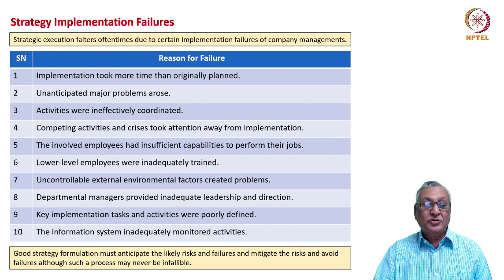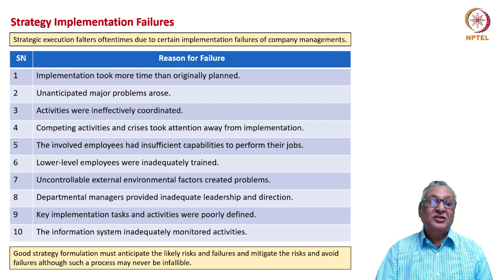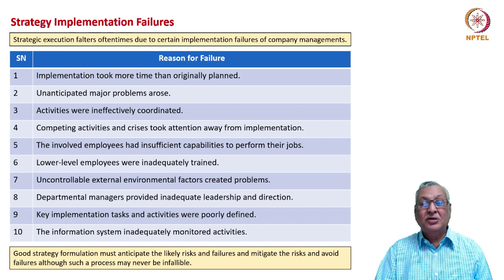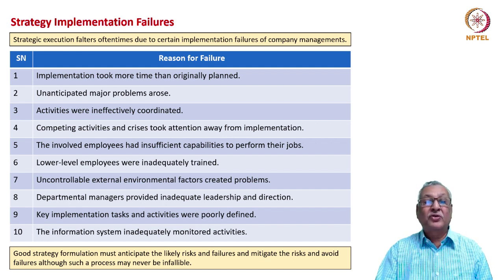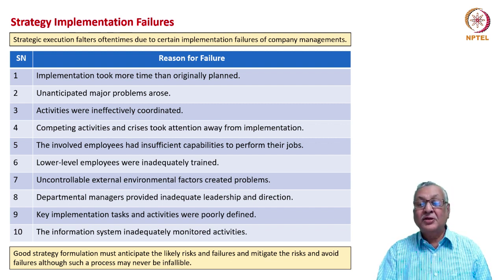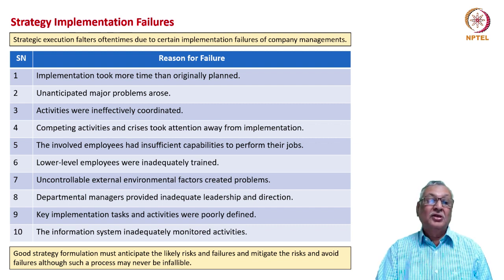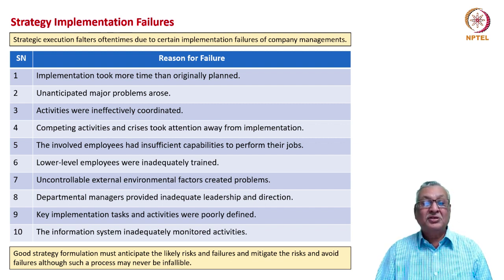Unanticipated major problems arose. When you implement an infrastructure project, it's quite possible that land acquisition, which is considered difficult generally, could become more difficult. That is, the unanticipated major problems are arising. Activities are ineffectively coordinated. The more activities are there in the strategy, the more coordination we need to have, and have seamless baton passing whenever the activities are sequential. And we also require comprehensive simultaneous analysis and interlinking when the activities are multifaceted simultaneously.